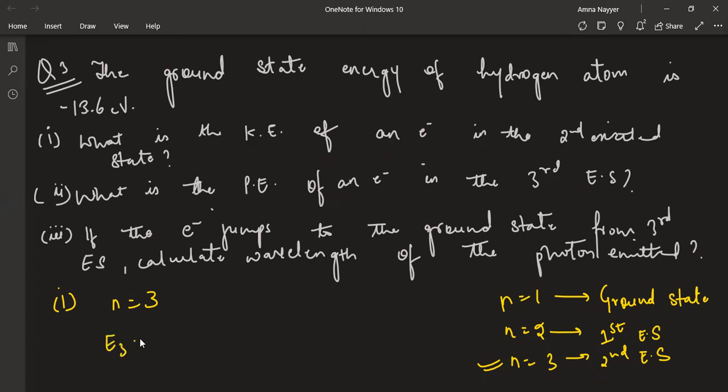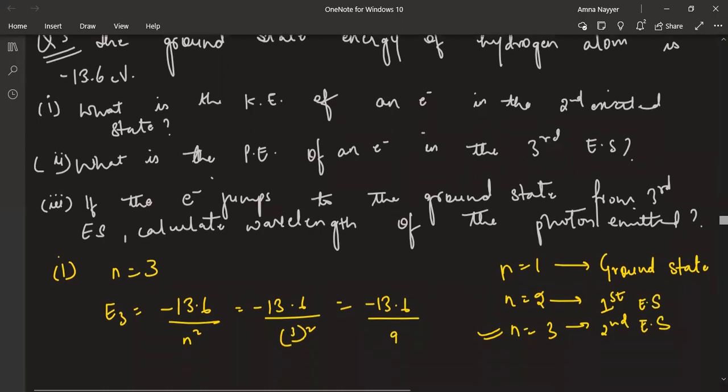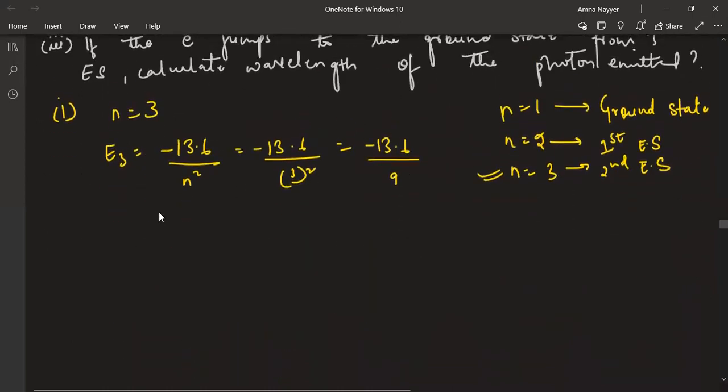So the energy E3 you can calculate in this way also: minus 13.6 by n squared, that will be minus 13.6 by 3 squared. But I have told you all to remember this value by yourselves at least till 5, because in such questions, this is also a PYQ only. This question was from 2006. That's why I'm saying such questions are there. So E3 is minus 13.6 by 9, that is minus 1.51 electron volt.